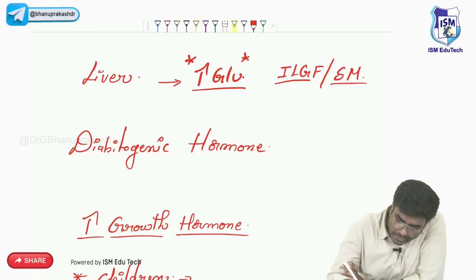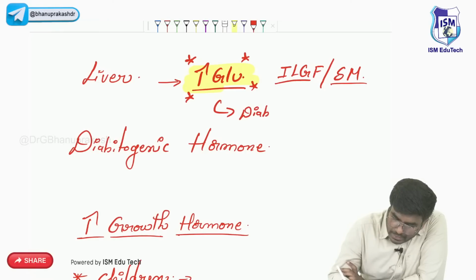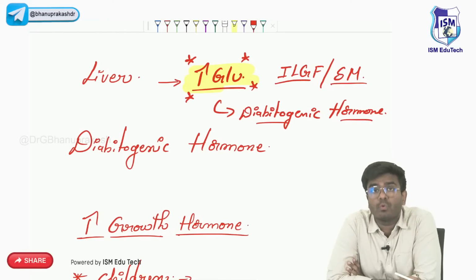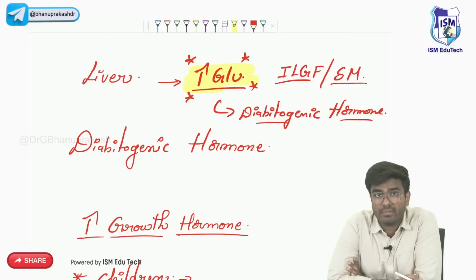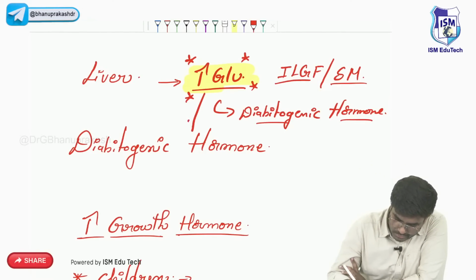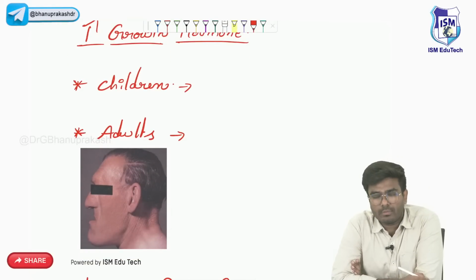One important point, growth hormone increases the blood glucose levels. So from this, can I say growth hormone is a diabetogenic hormone? Yes, it's a diabetogenic hormone. Why? Because it increases the blood levels of glucose. If there is too much growth hormone, that causes too high blood sugar levels, which will cause diabetes. So it's an example of a diabetogenic hormone.